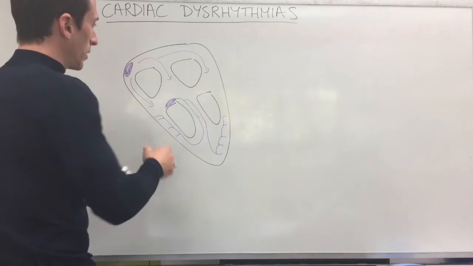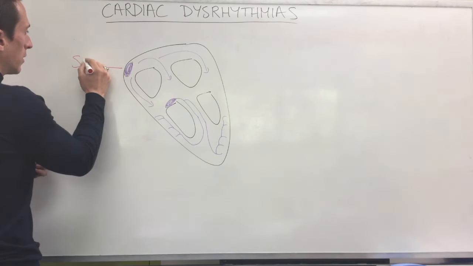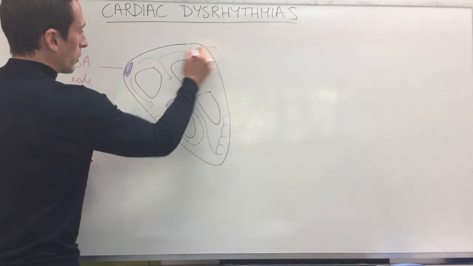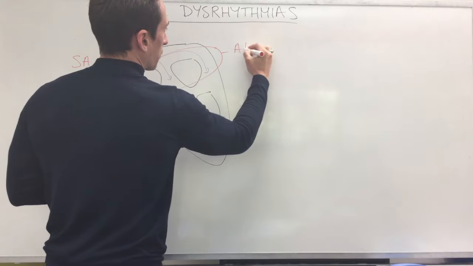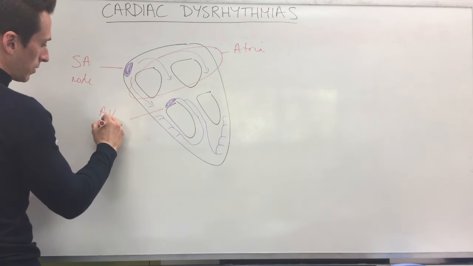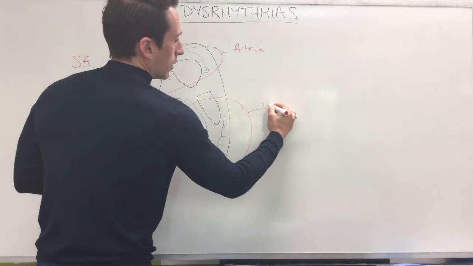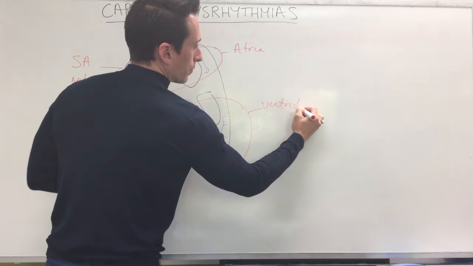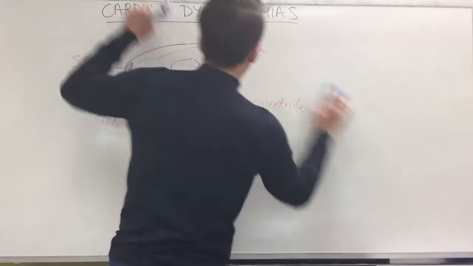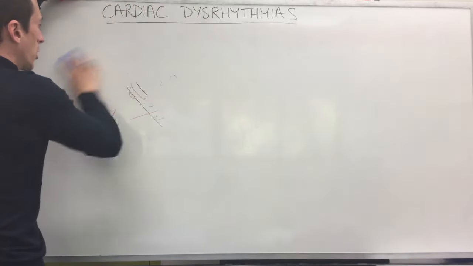So I thought that the best way for us to look at all the different types of dysrhythmias is to start at the SA node. So we'll first look at dysrhythmias of the SA node, then we'll look at dysrhythmias of the atria, then dysrhythmias of the AV node, then dysrhythmias of the ventricles. Okay? So that's how we're going to break it up. So let's first start with the sinoatrial node and have a look at some common dysrhythmias associated with the sinoatrial node.